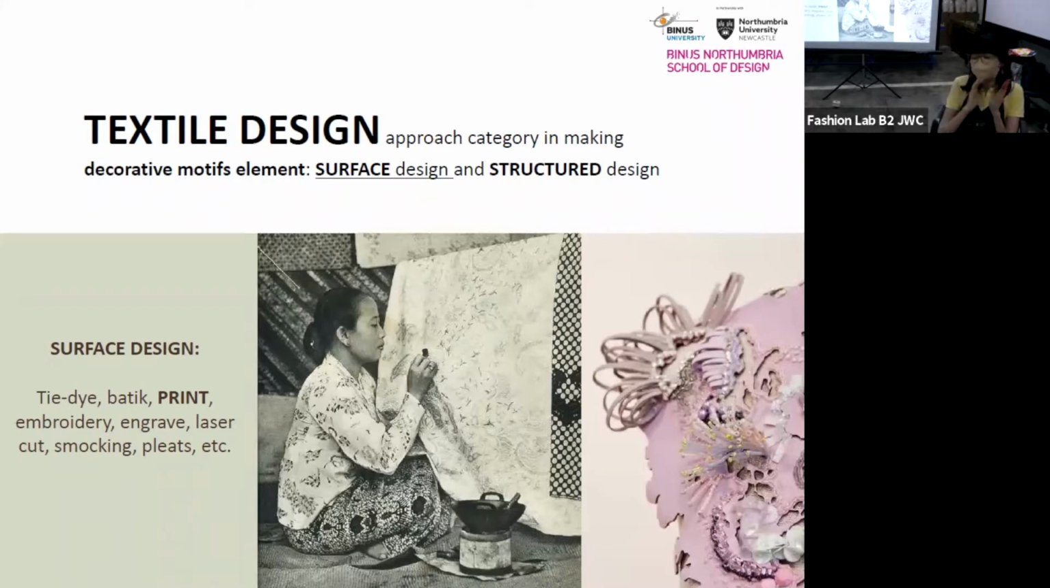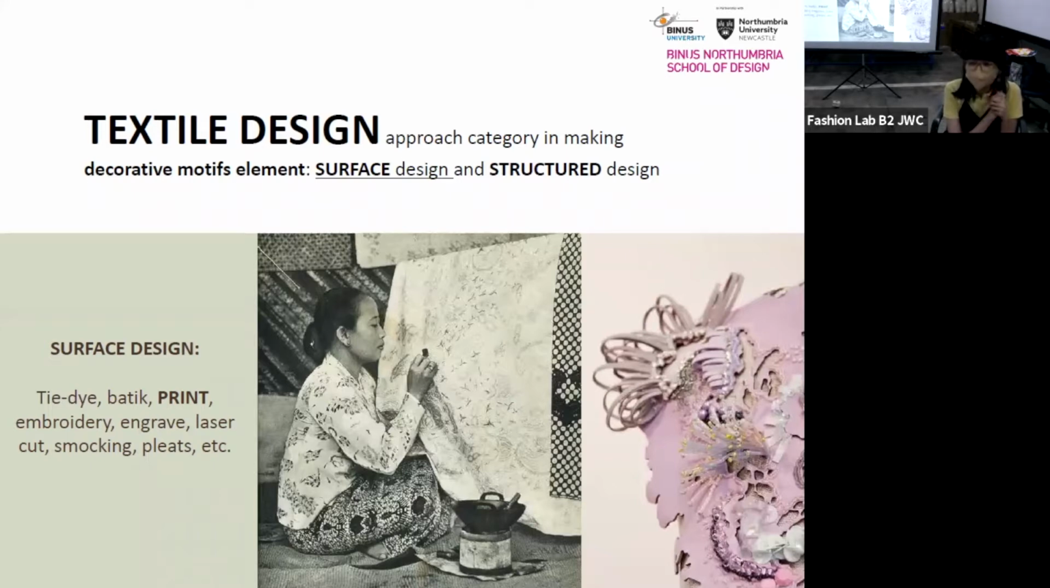So to create something unique for the textile, we can create what we call a decorative motif element, something distinctive for your textile, okay? And for the approach, there are two types, surface design and structured design. Examples of surface design are tie-dye, batik, print, embroidery, engrave, gravure, laser cut, smoking, pleats, and other techniques.